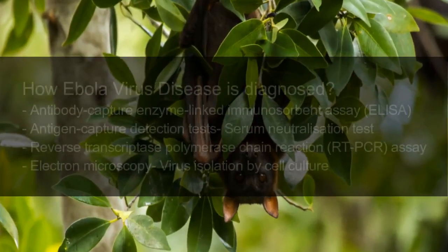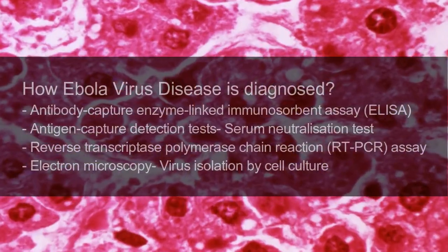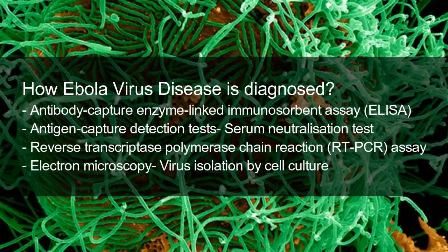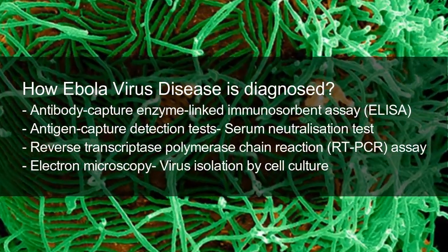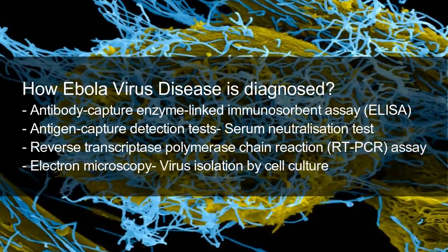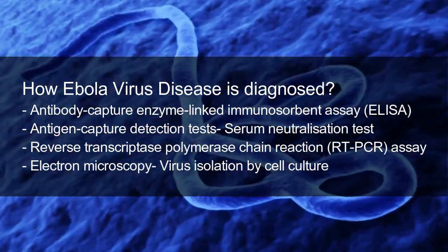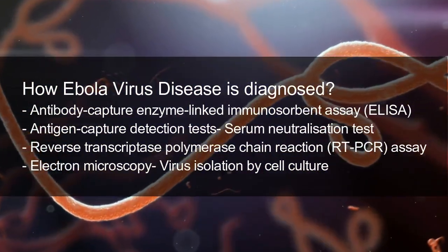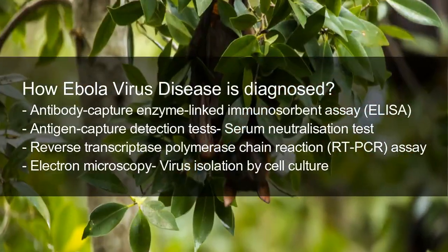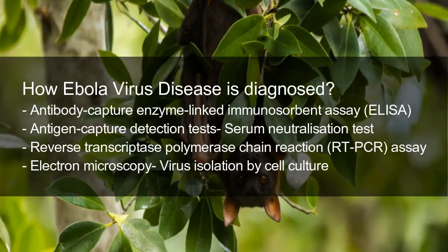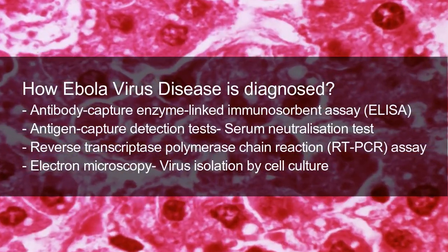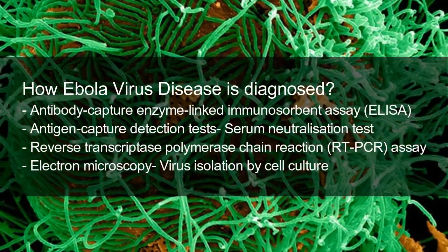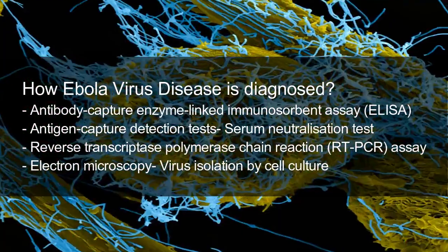How Ebola virus disease is diagnosed. It can be difficult to clinically diagnose Ebola virus disease from other infectious diseases like malaria and typhoid. Below are some diagnostic methods by which Ebola virus infection can be diagnosed: antibody capture enzyme-linked immunosorbent assay, simply called ELISA, antigen capture detection test, serum neutralization test, reverse transcriptase polymerase chain reaction or RT-PCR assay, electron microscopy, and virus isolation by cell culture.